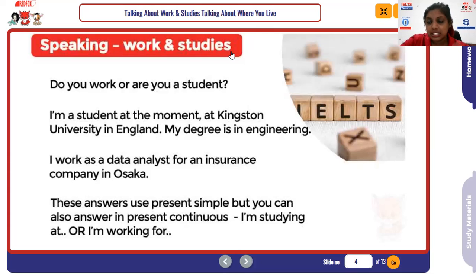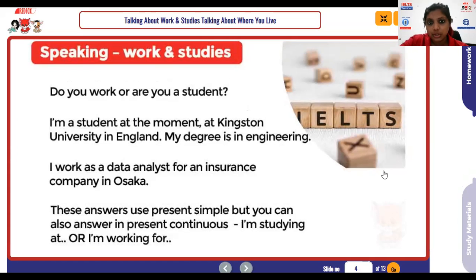Okay. So this is what your answer should look like, a good answer. If you just say, do you work or are you studying? And if you just answer with, yes, I'm a student, you probably will be losing a lot of marks, which will affect your band score.